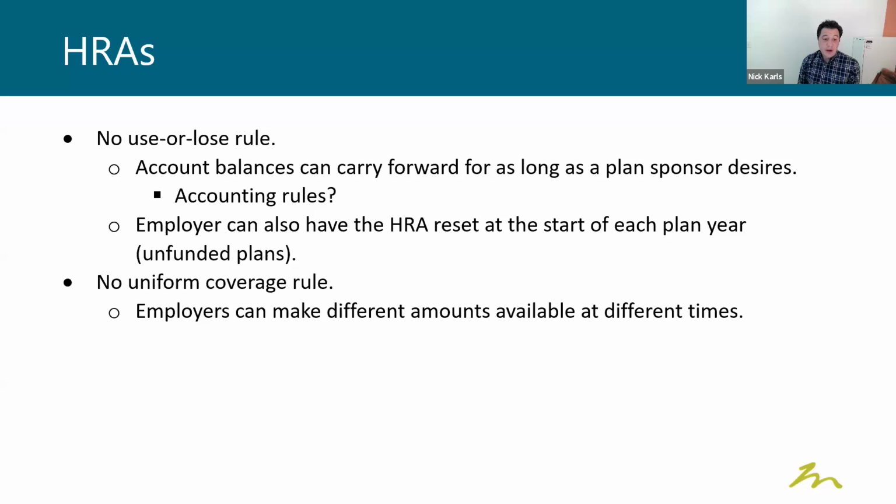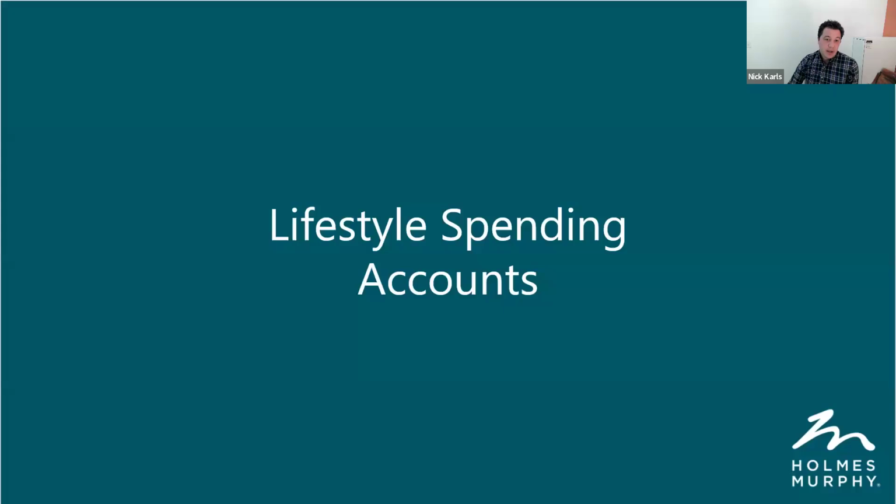And there is no uniform coverage rule. This I don't see as often, but if an employer wanted to do some sort of graduated availability of the HRA, they could do that. So they could say, you have $500 available as of January 1st, and then you have $1,000 available as of July 1st. You could do that as well. That was actually more common a while ago. I don't know why that's fallen off, but it is an option.